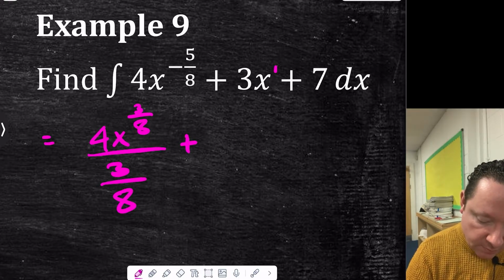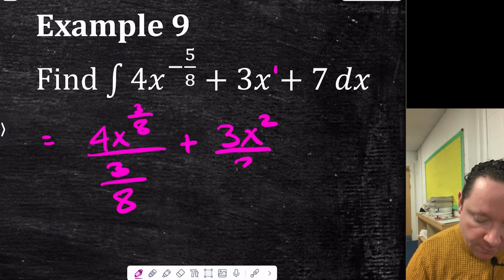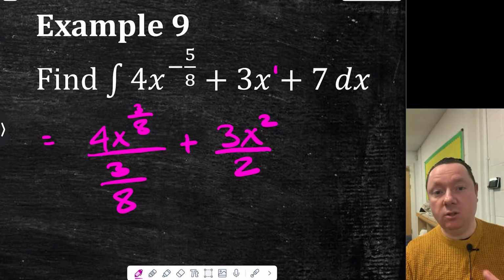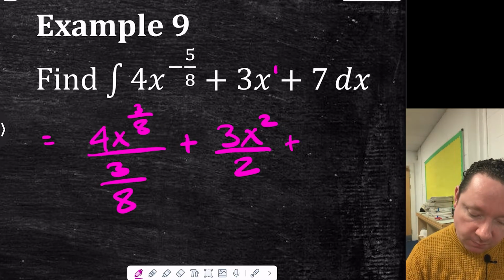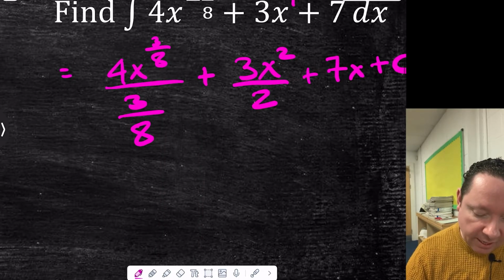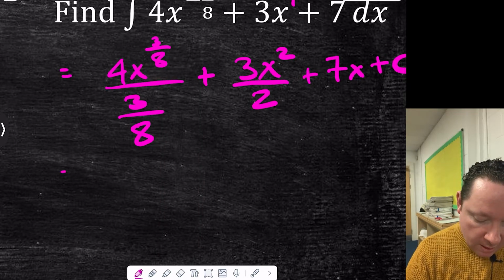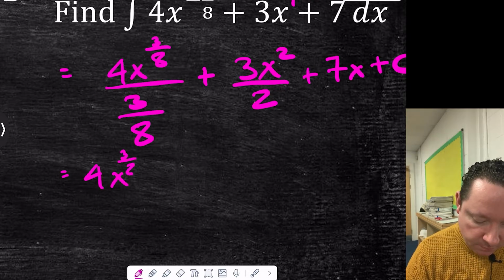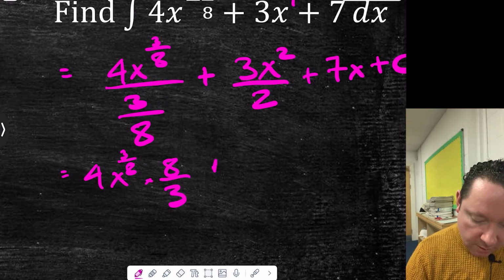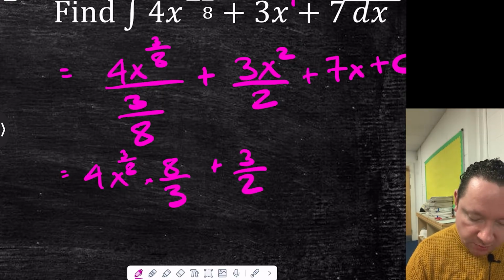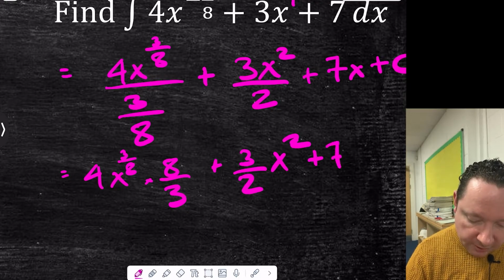Plus 3x, so that's power 1. So that becomes 3x squared divided by 2. 7, there's no x, so just bring an x in. 7x plus c. Tidy all that up. That's 4x to the 3x. And we need to times this one by 8 over 3. 3 over 2 just stays as 3 over 2x squared. Plus 7x plus c.